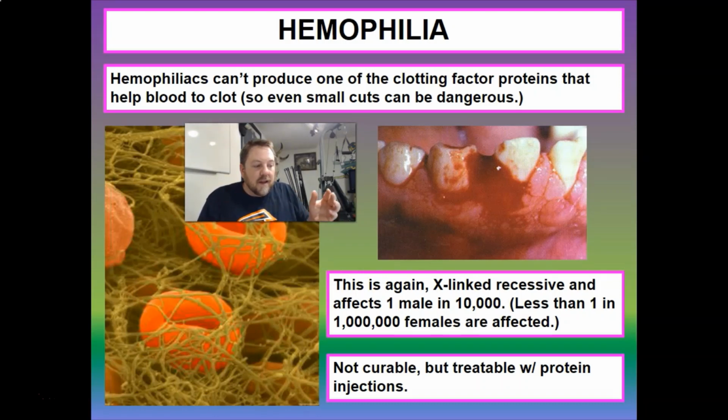Okay? Now, again, it's X-linked recessive, and in this case, it's less than 1 in 10,000 males get it. They only need 1 copy. So this one, yeah, this is more detrimental. So if you're colorblind, meh, right? But if you're hemophiliac, no, this is important. You got to be very careful.